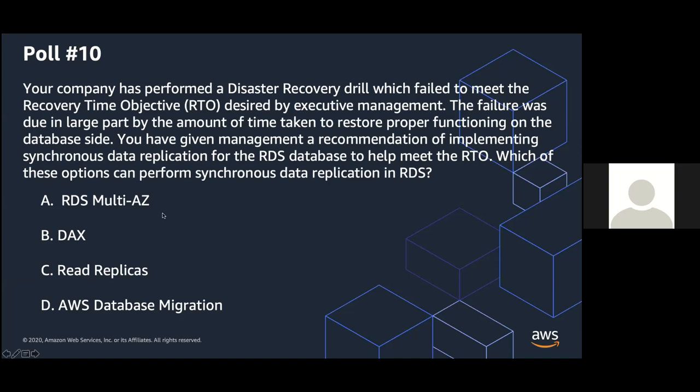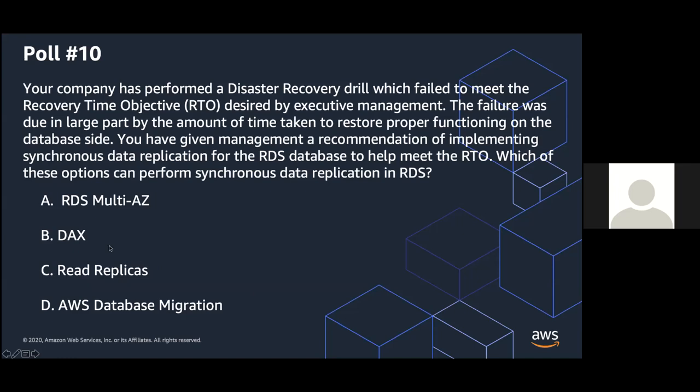So the key giveaway here is the synchronous data replication, right? With RDS multi-AZ, you're replicating your data to another RDS instance in another AZ, so your recovery time objective cuts down in short, and you would definitely be able to meet that. So the right answer is obviously RDS multi-AZ.